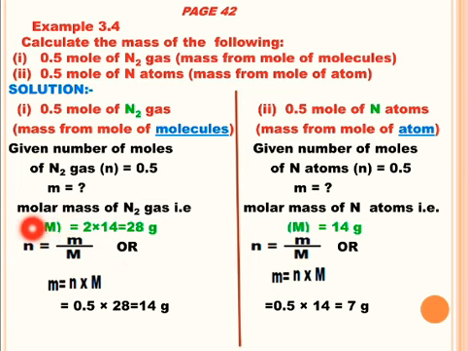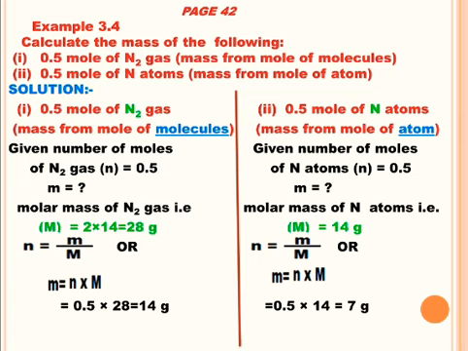Molar mass, how can you calculate molar mass of nitrogen gas? That is by multiplying the number of atoms in nitrogen molecule with its atomic mass. So how many number of atoms are there in a nitrogen molecule? Yes, 2. And what is its atomic mass? Yes, it is 14. So multiply 2 with 14, you will get 28 grams, the molar mass of nitrogen gas.